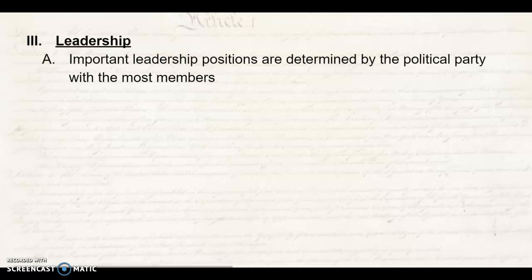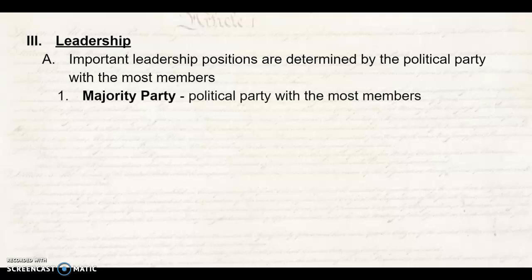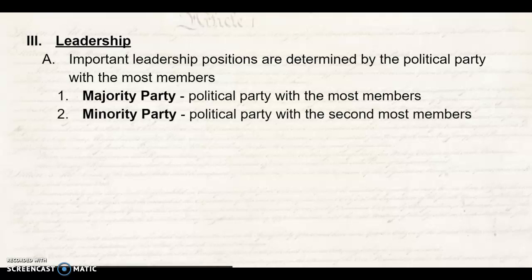Leadership. Important leadership positions are determined by the political party with the most members. Does that seem fair to you? You can let me know. The majority party is the political party with the most members. And the minority party is the political party with the second most members. In the United States currently, when we really only have 2 strong parties, to say second most might seem a little silly, but that could always change. There is no law saying there can only be 2 political parties.